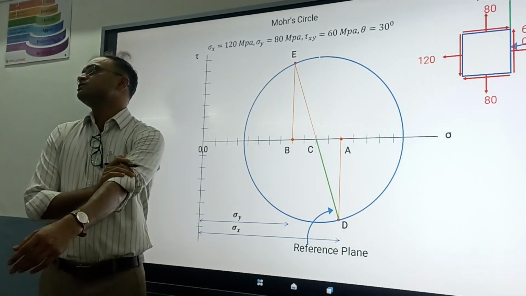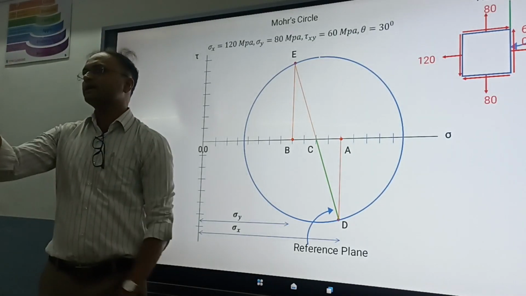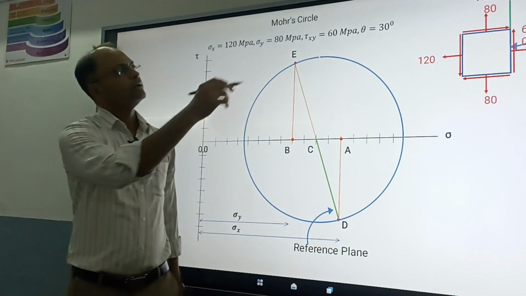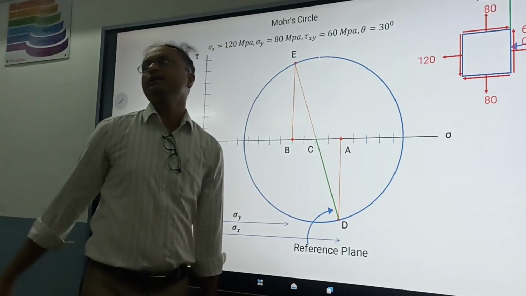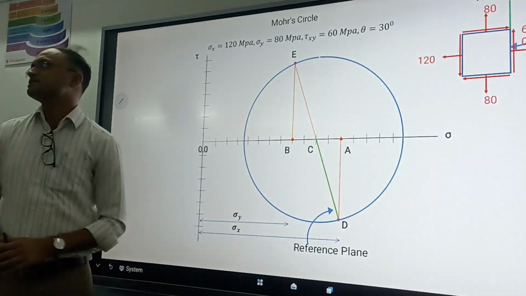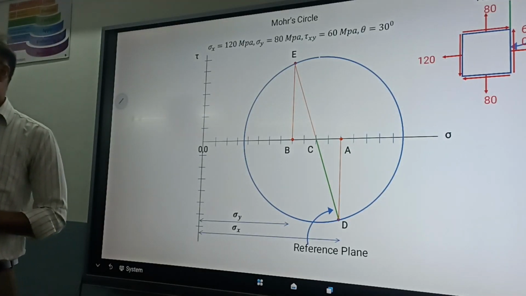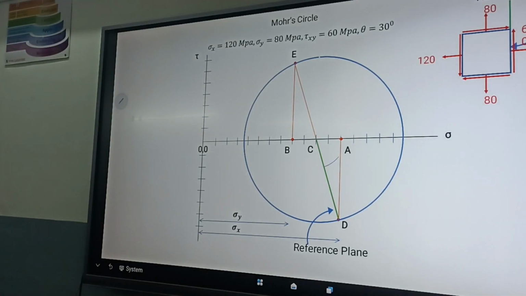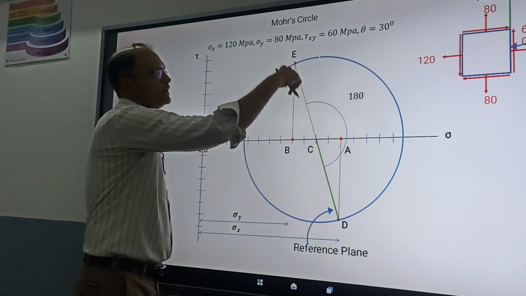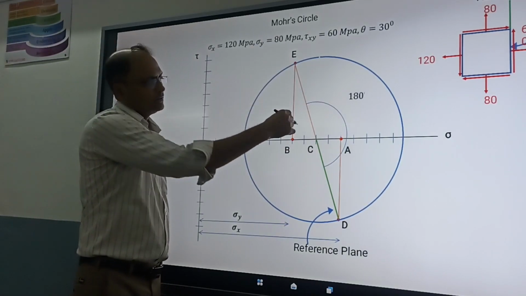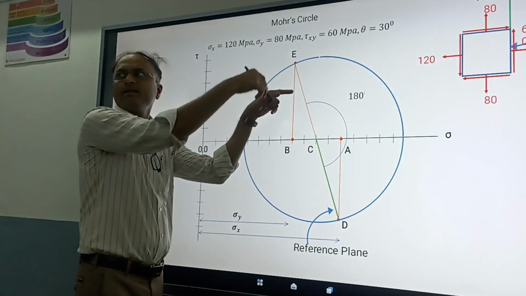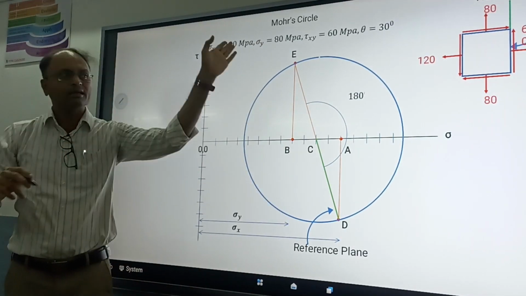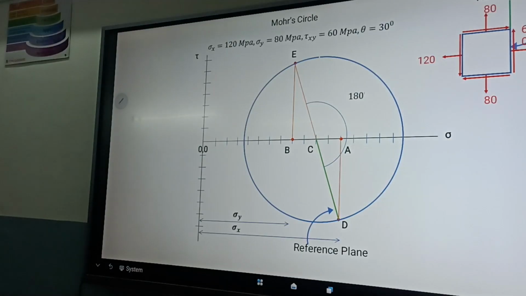The oblique plane that we have to draw with this plane, what is its angle? Angle of the oblique plane with this plane is how much? This angle is 30 degree. But in this case, the angles are doubled, right? So from here, that means half. So this line will be at 180 degree. CD and CE will be at 180 degree with each other, correct? Because they are diametrically opposite points, right?